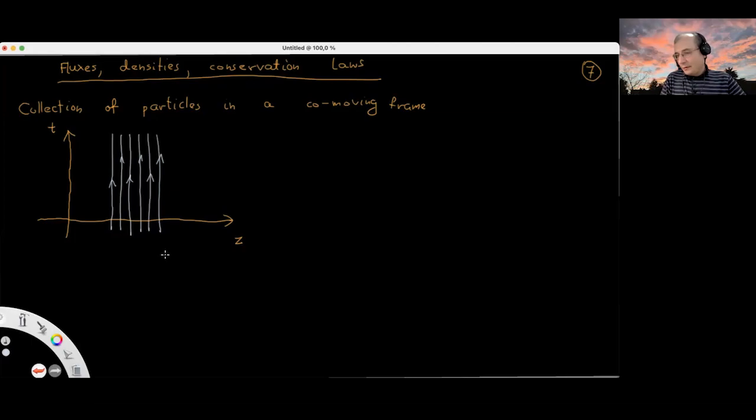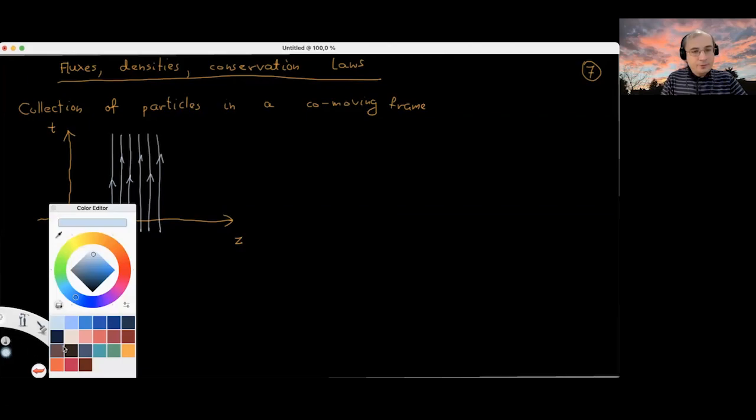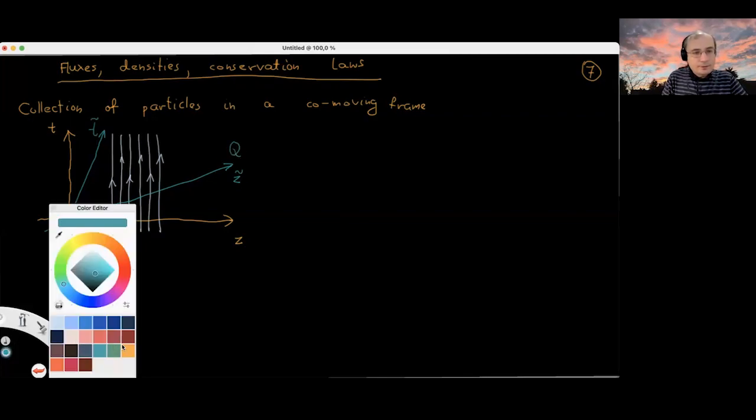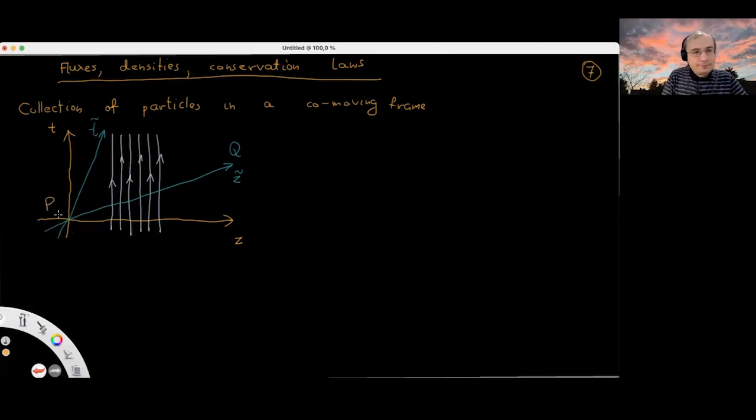And now let's also assume we have another frame. We should look at that. I will pick, for example, this color. That will be Z tilde and T tilde. And this frame will be called Q. The standard frame will be called P. So we assume that the number of particles is N. So there's N particles here.